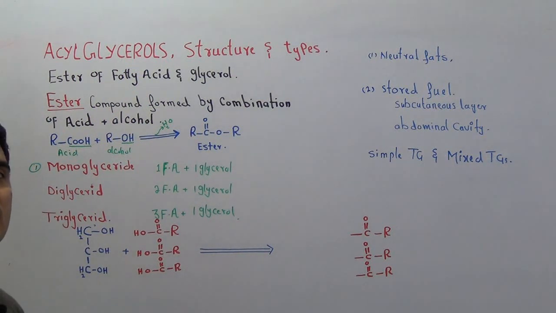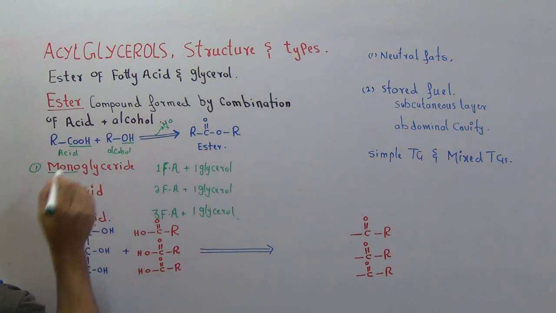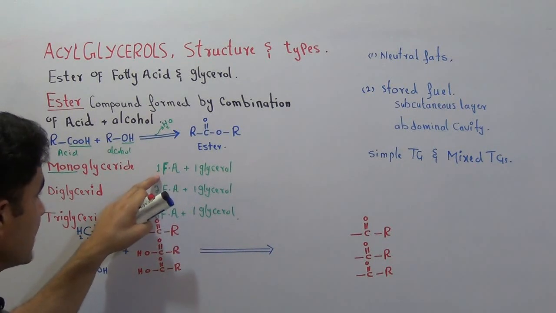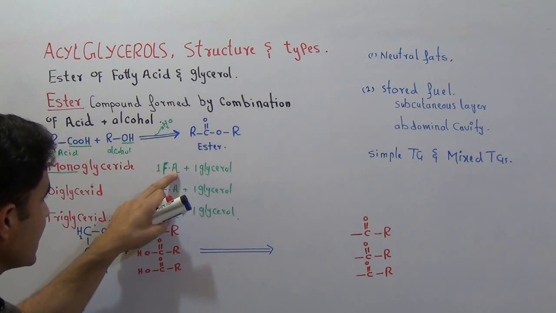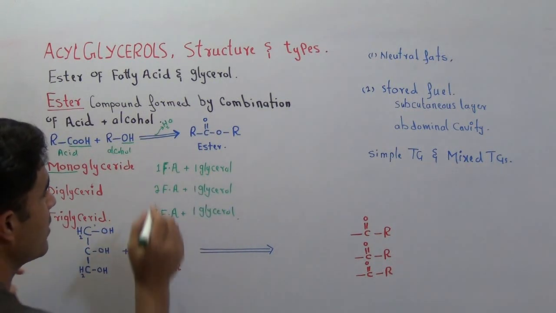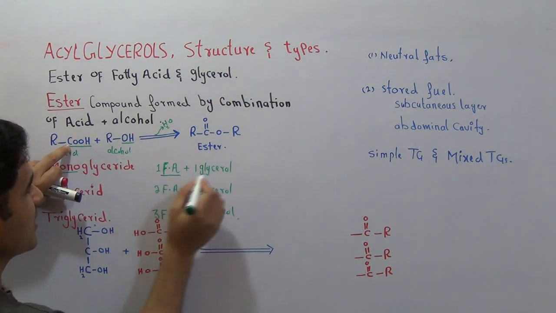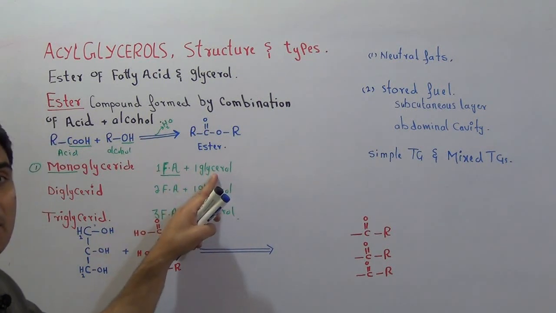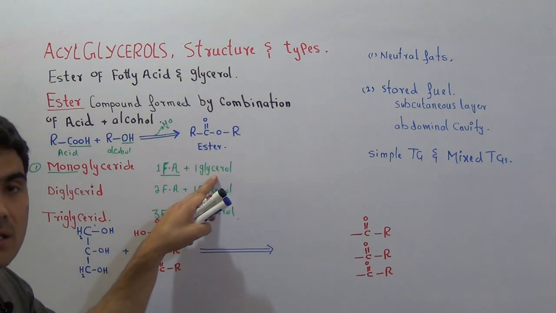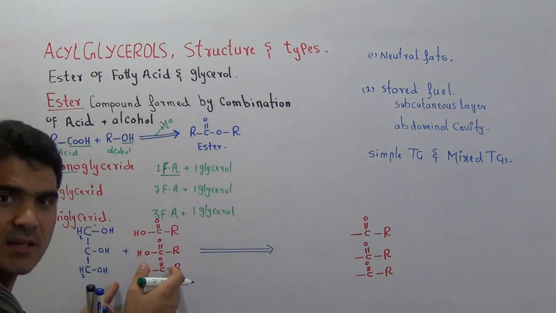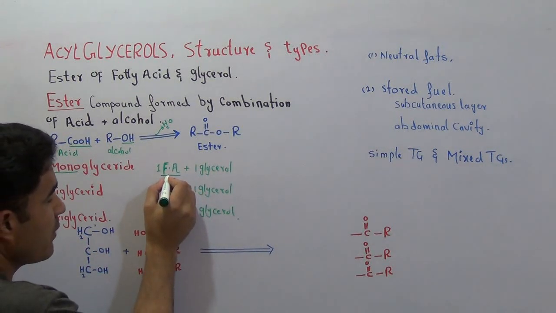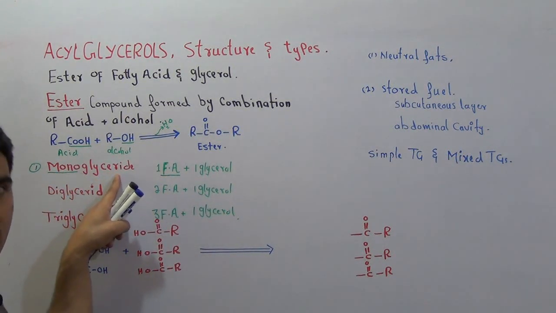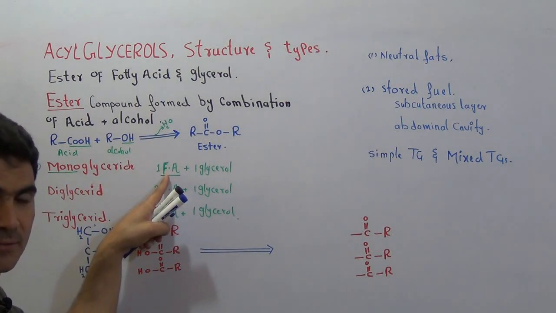Number one is monoglycerides. What is monoglyceride? Mono means one, and glyceride you already got. When one fatty acid, fatty acid is also an acid, combines with one glycerol, fatty acid is the acidic part, and glycerol, you cannot say it is directly an alcohol, but it is an alcohol because it contains OH groups. There are three OH groups in the structure of the glycerol. You will be provided the structure later on. So when one fatty acid combines with one glycerol, one acid, one alcohol, then we get monoglyceride. Mono for one fatty acid.